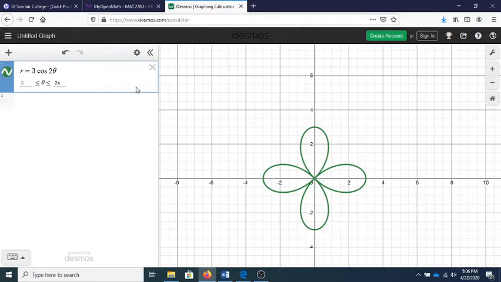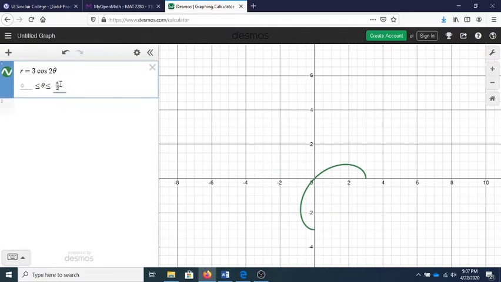So it looks like 0 to 2 pi gives us the entire curve, but the problem only asked for one petal. So now in Desmos, I can just play around with it and say, all right, let's go from 0 to pi. Let's go a little smaller. Let's go from 0 to pi over 2. Well, pi over 2 gives me half of one petal and half of another. Let's go smaller. Pi over 4. All right, that gives me half of a petal.